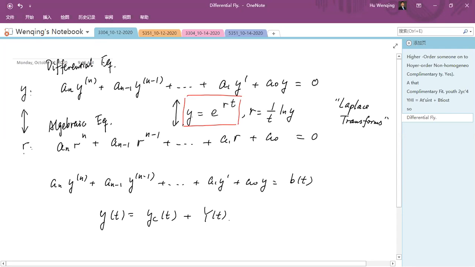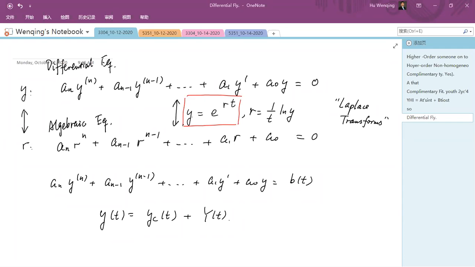This is a method that can be generalized to a very general idea. The idea is that between a differential equation and an algebraic equation, there is a transformation like this. You transform y to r, or you transform r to y. That means you transform between differential and algebraic equations. This philosophy can be extended.